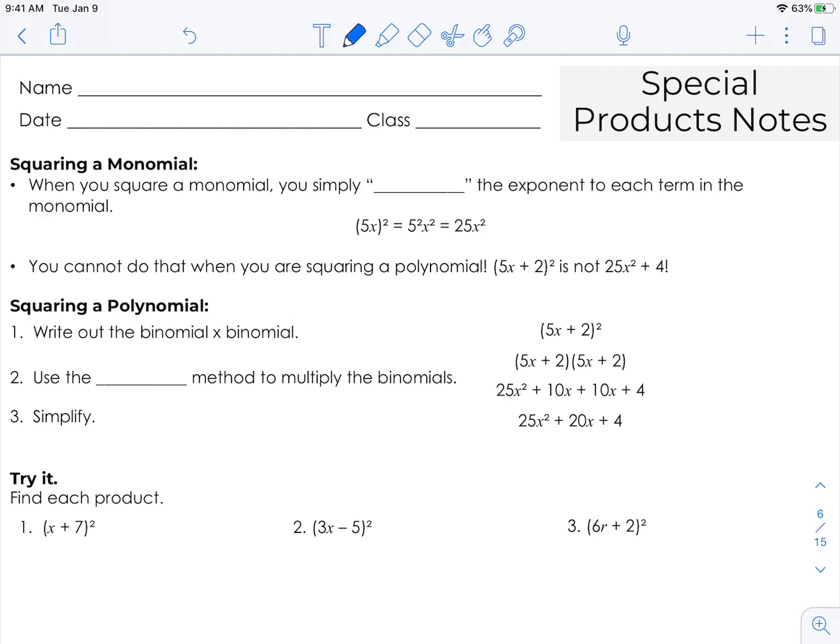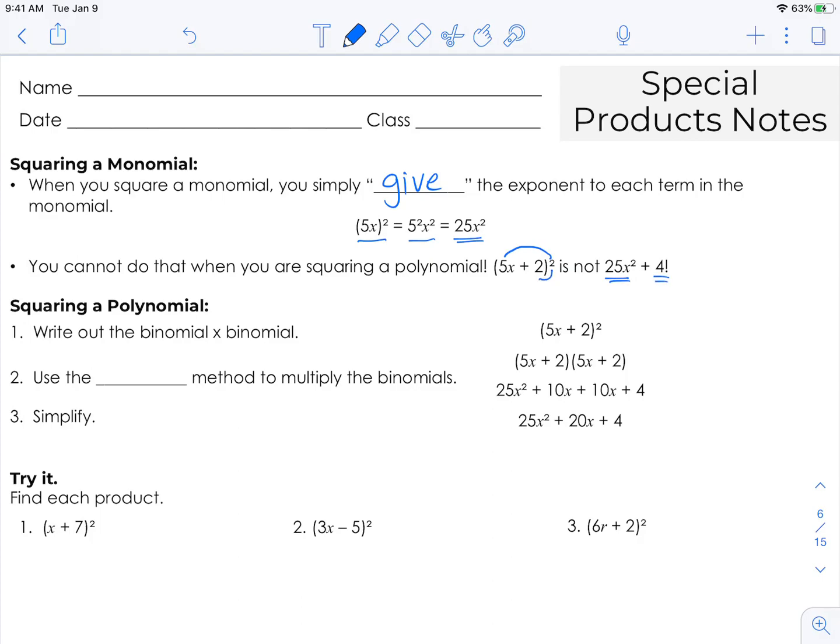When you square a monomial, not a polynomial, a monomial, you simply give the exponent to each term in the monomial. So you can see here we had 5x, the whole term, squared, and that ends up just being 5 squared times x squared, which is 25x squared. You cannot do that though when you're squaring a polynomial. So in this case, you cannot just give the squared here to get this and here to get this. It doesn't work out that way.